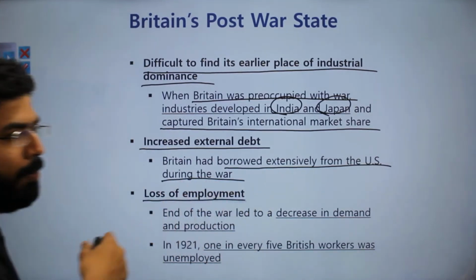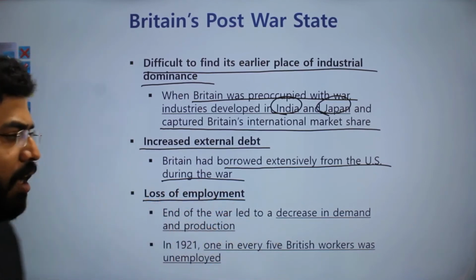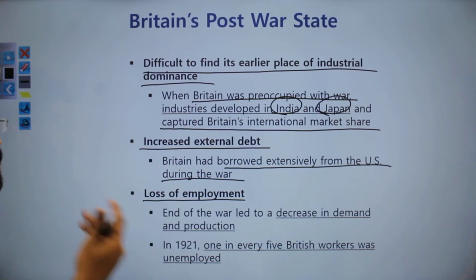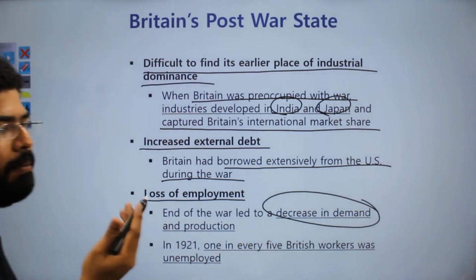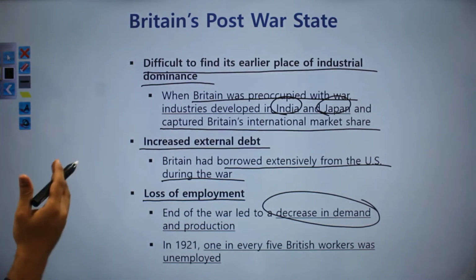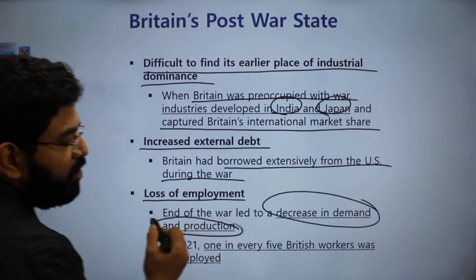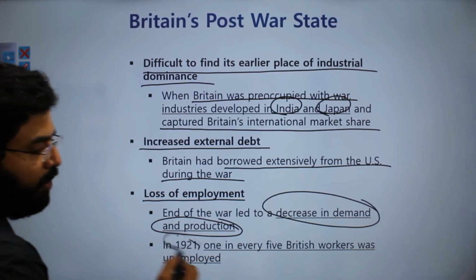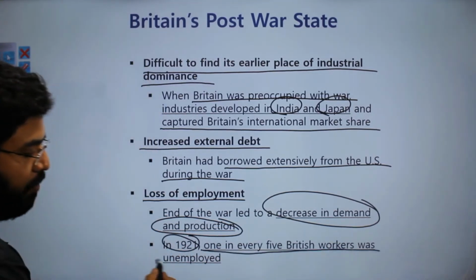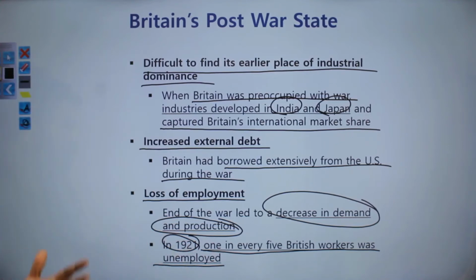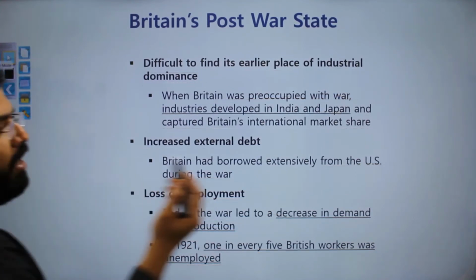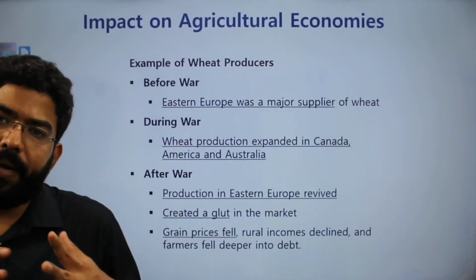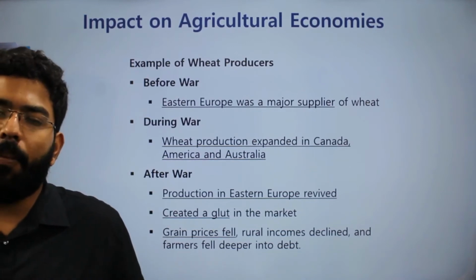Also, there was loss of employment. When the war ended, many people in Britain lost their jobs because there was a decrease in demand. During the war period, demand is high because the government wants it; then the demand decreases and the production also decreases. So a lot of people lost their jobs in the industries. In 1921, 1 in every 5 British workers was unemployed. This is a huge statistic. Almost 20% of people were unemployed in Britain. This was Britain's situation in the global economic scenario.